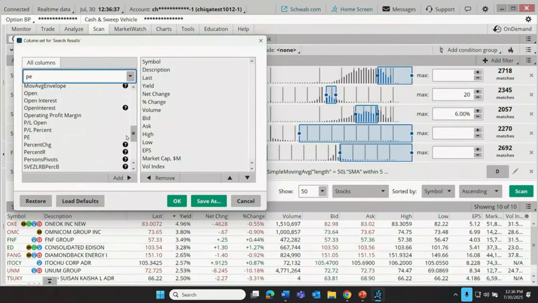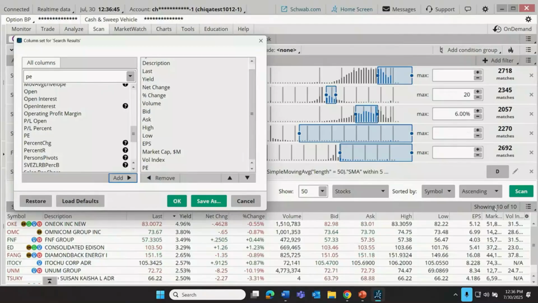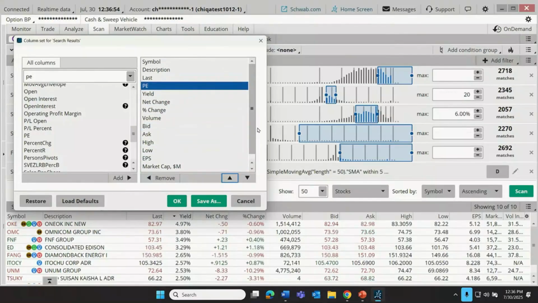Am I missing it? I don't think so. There it is. There it is. It was just being a little bit finicky. But let's add this as one of our columns. And by default, it'll be the last column, which would position it furthest to the right. Let's move that up. Maybe let's put it up here next to yield. Since it's one of our search criteria, let's bring it all the way up.